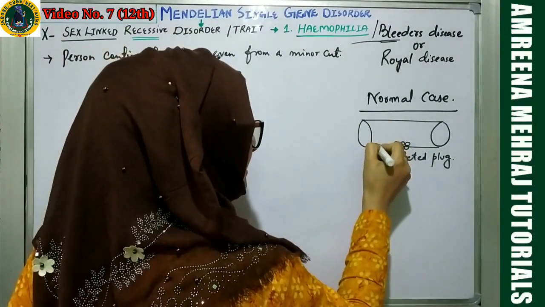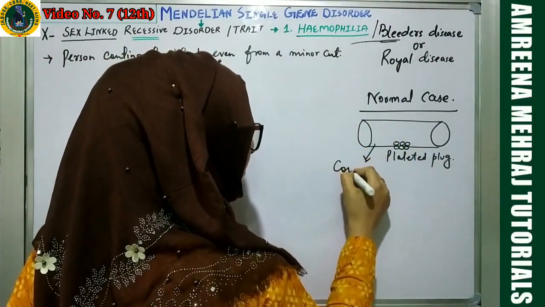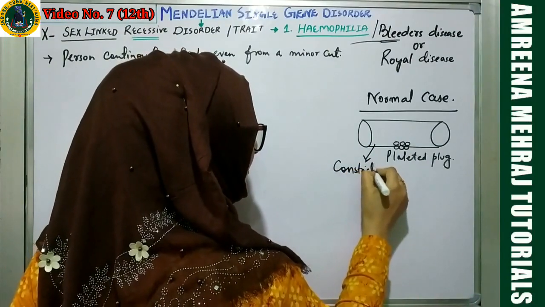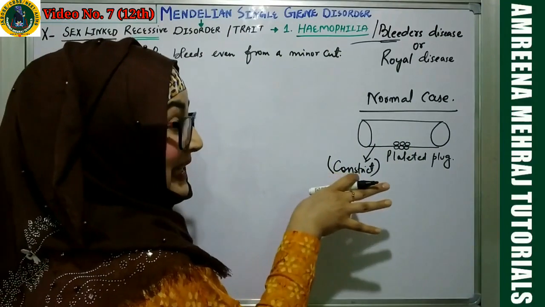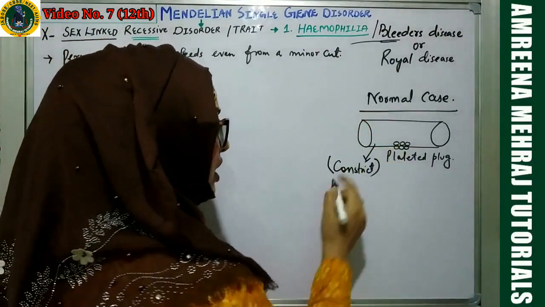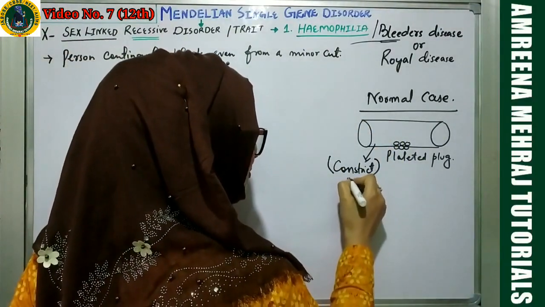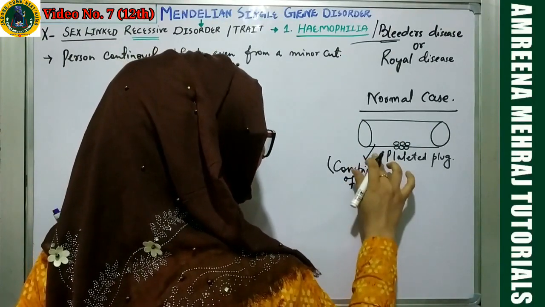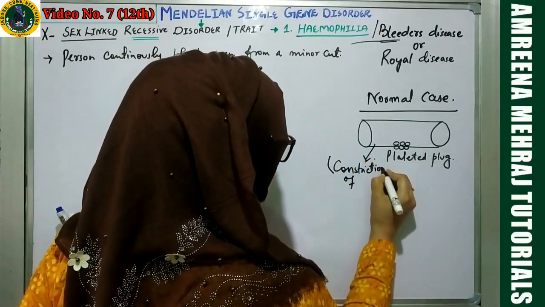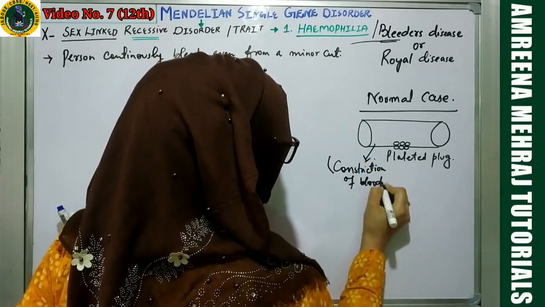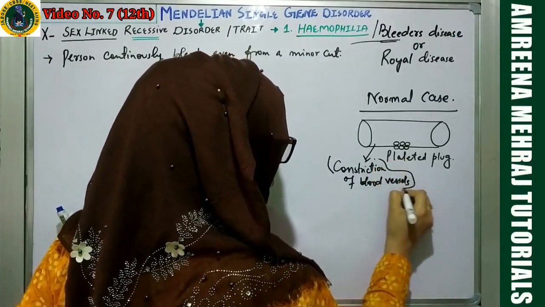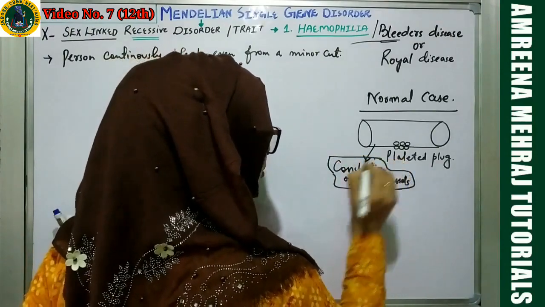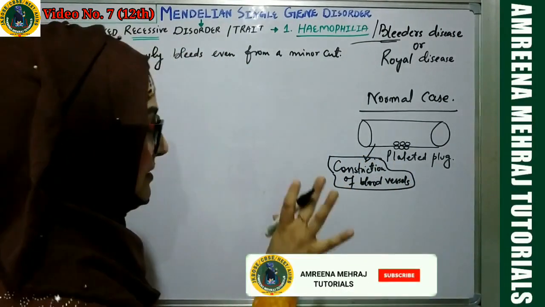Other than that, this blood vessel will itself constrict, so that a lesser amount of blood will reach this particular area. So, constriction of blood vessel, I must write down constriction of blood vessel. These are the normal things which happen just to prevent the loss of blood. Under normal physiological conditions this will happen.